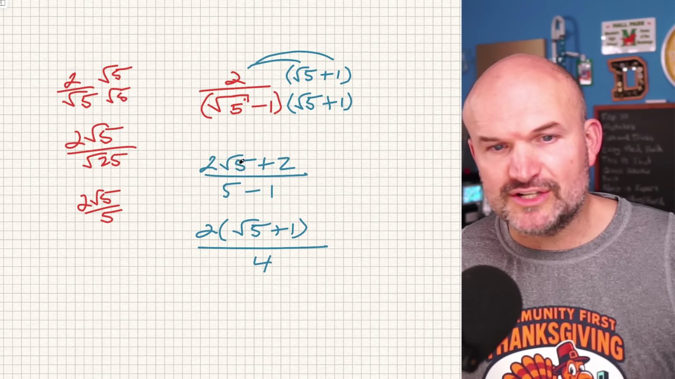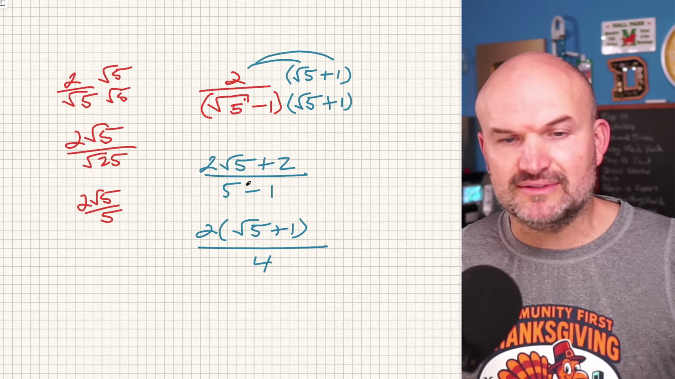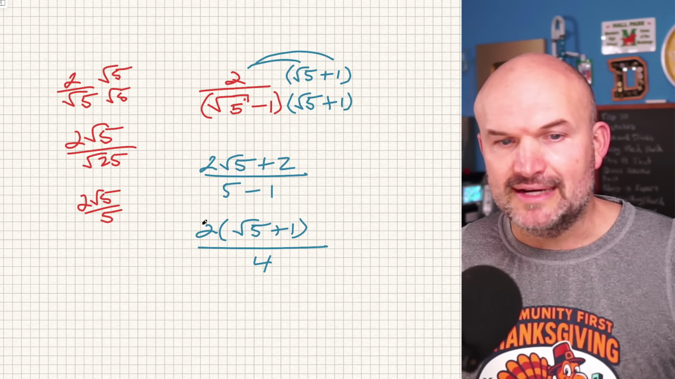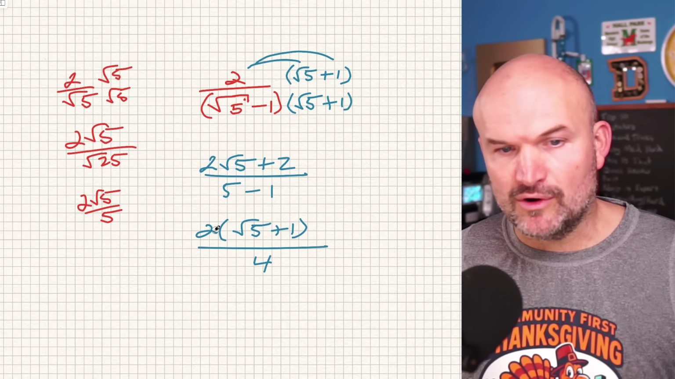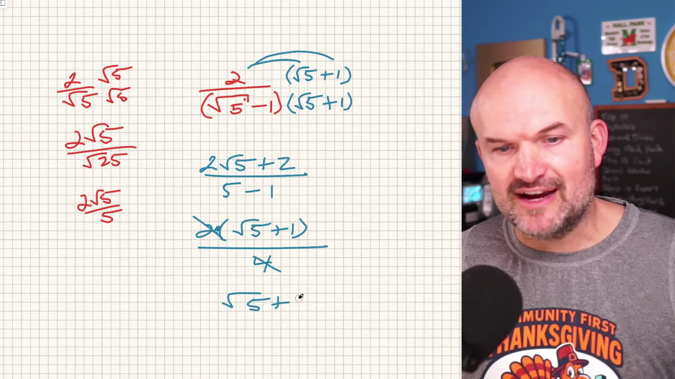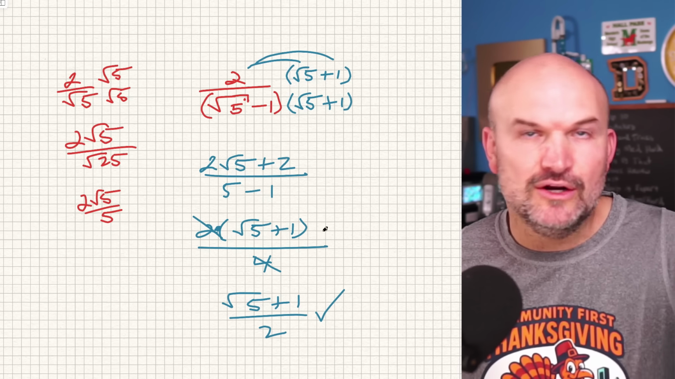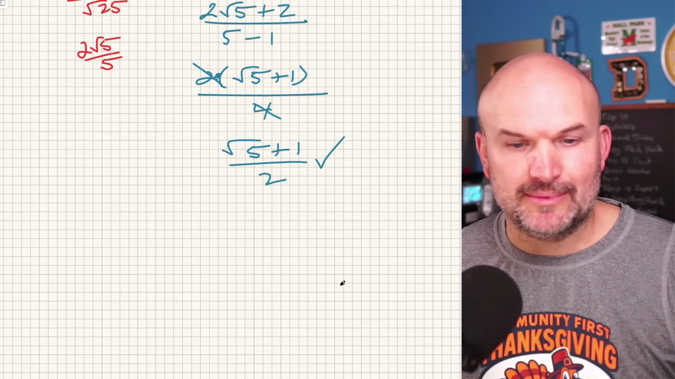Because if you do, you're going to want to factor out that 2. What I want you to see is this denominator simplifies down to 4. Now I can divide my 2 and my 4, because that's separated by multiplication. So I can divide those out to give me a final answer of the square root of 5 plus 1 divided by 2. And that is going to be your finalized answer with rationalizing the denominator.